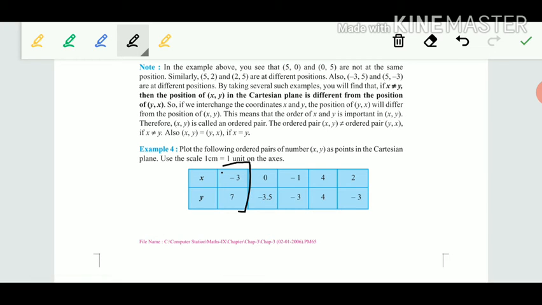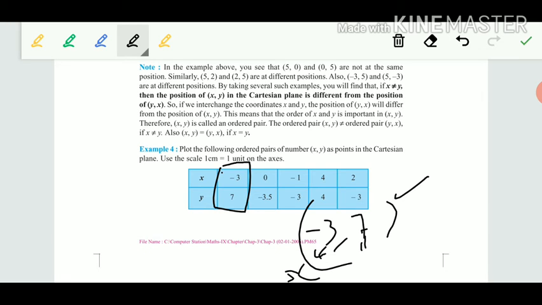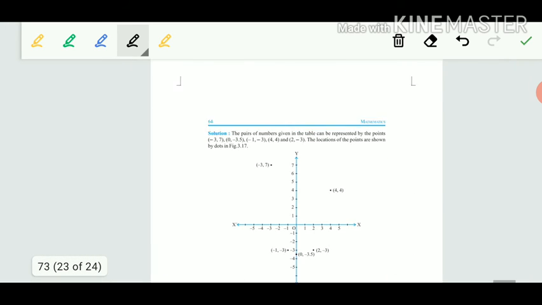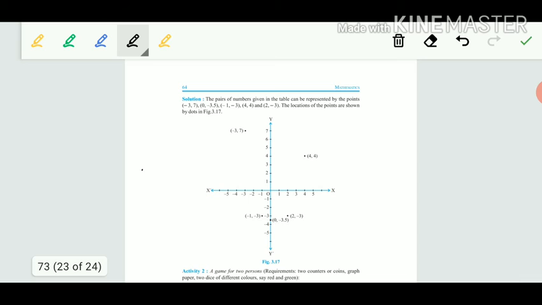First coordinate is (-3, 7). So we have to locate this coordinate in the Cartesian plane. We will follow the same pattern we had discussed in the previous example. X value is -3 and the y value is +7, so it is lying in the second quadrant. So we will locate this point in the Cartesian plane. The answer of this question is given on the next page. This is the point (-3, 7) and the other points are located similarly.